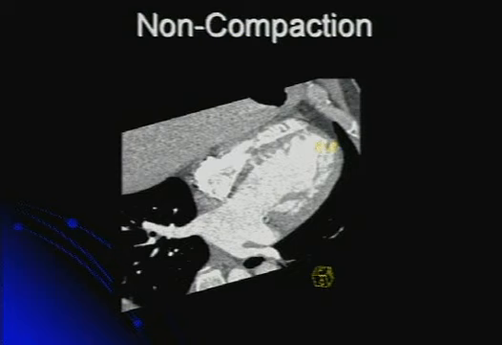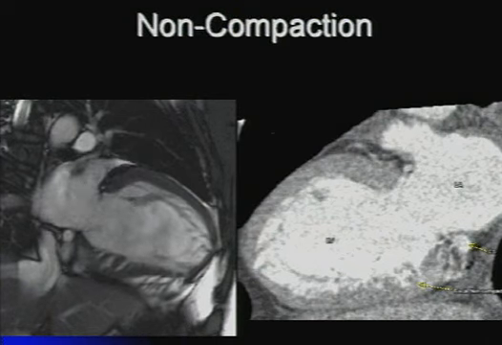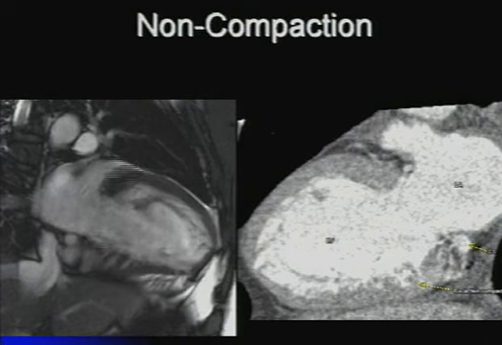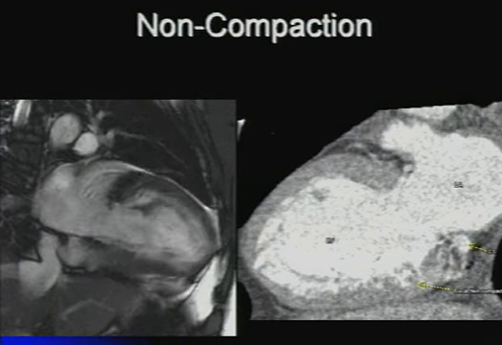This is another form of a restrictive cardiomyopathy in which there is a defect in embryogenesis where the left ventricular wall fails to compact. And we see that the septal wall here of the left ventricle shows the same trabeculated pattern that we normally see limited to the right ventricular wall. We also see this in the inferior wall, and this was also shown on MRI imaging.